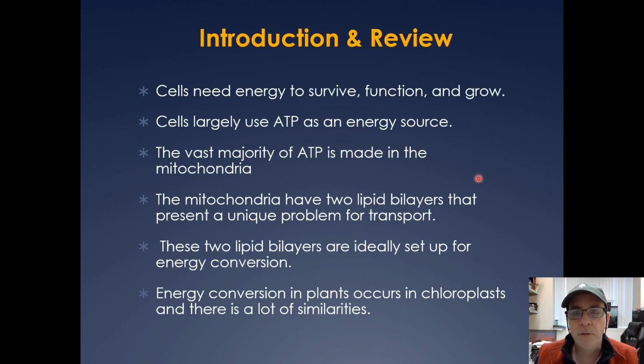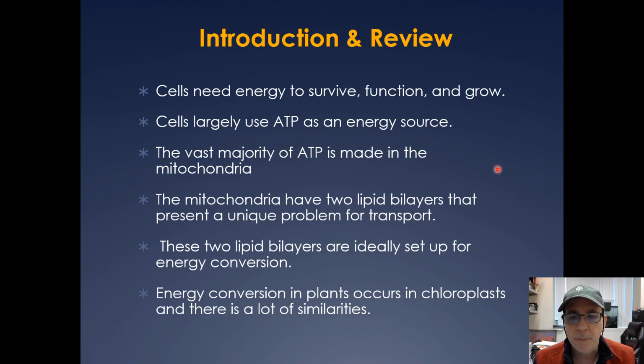So just some background on the mitochondria. Cells need energy to survive and grow and function and divide and just do their normal day-to-day activity. And the largest source of energy in a cell is actually ATP. And we've seen lots of different enzymes that use ATP for energy. And the vast majority of the ATP is actually made in the mitochondria. There is some that's made in the cytosol, but it's a small amount relative to what's made in the mitochondria.